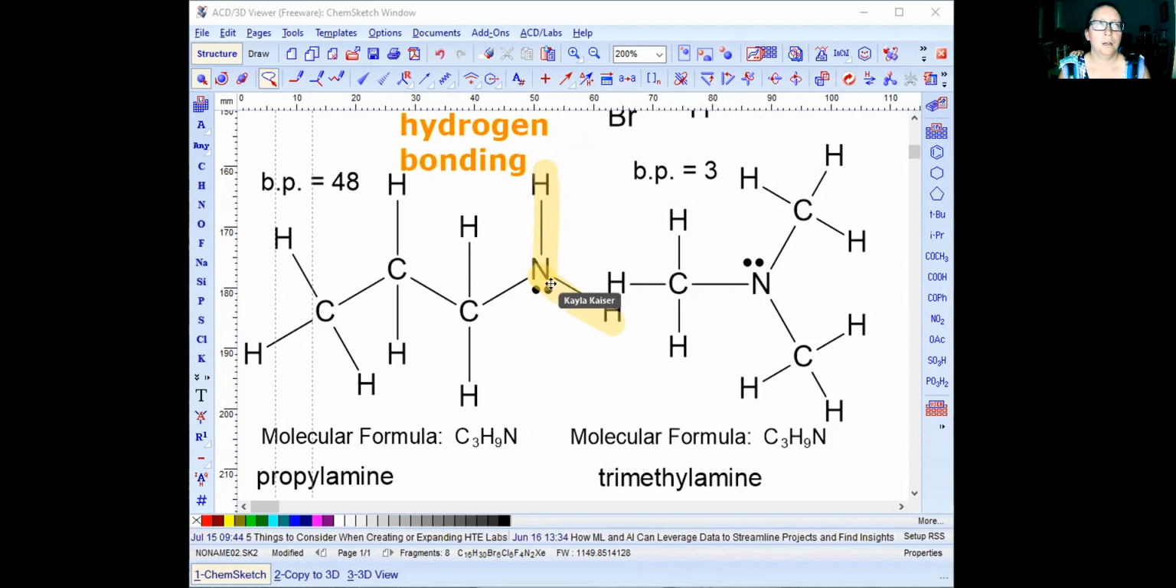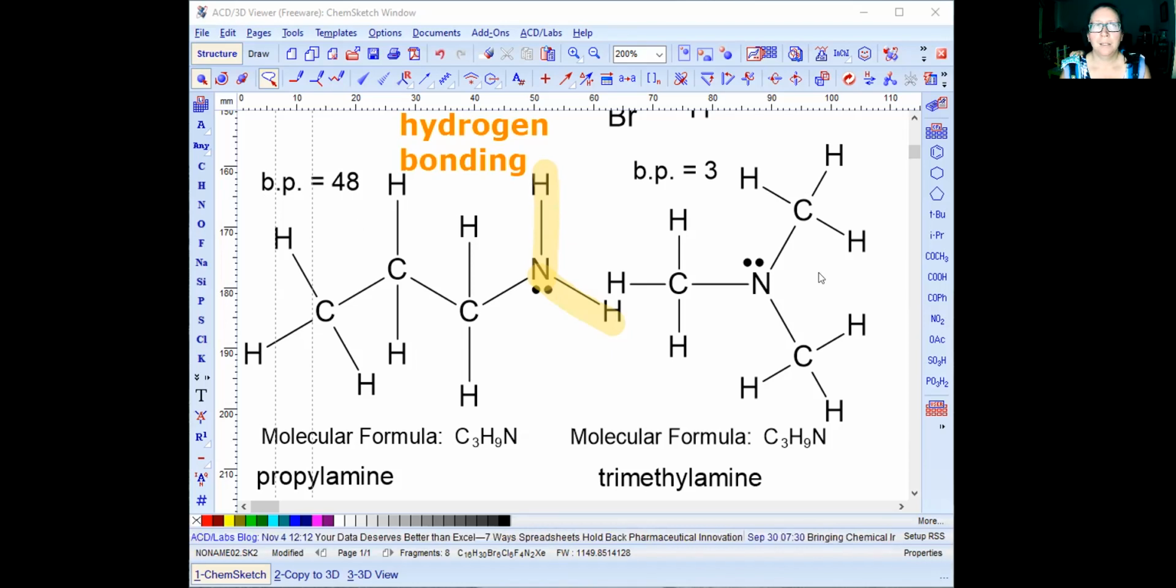So when a molecule is able to undergo hydrogen bonding, that is going to hold it in the liquid phase. Liquids are held together with these intermolecular forces. If you have stronger intermolecular forces, that's going to require more energy to vaporize or evaporate. So the boiling point of the propylamine is greater because of the hydrogen bonding present.